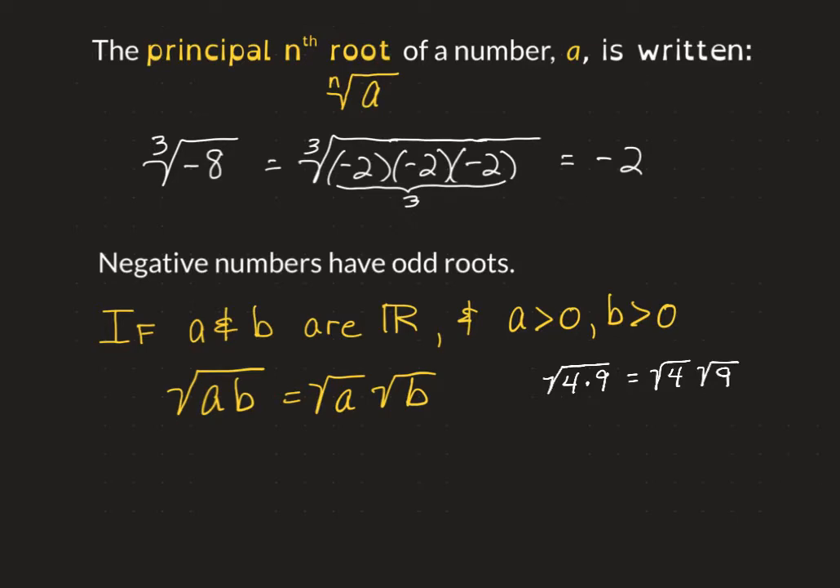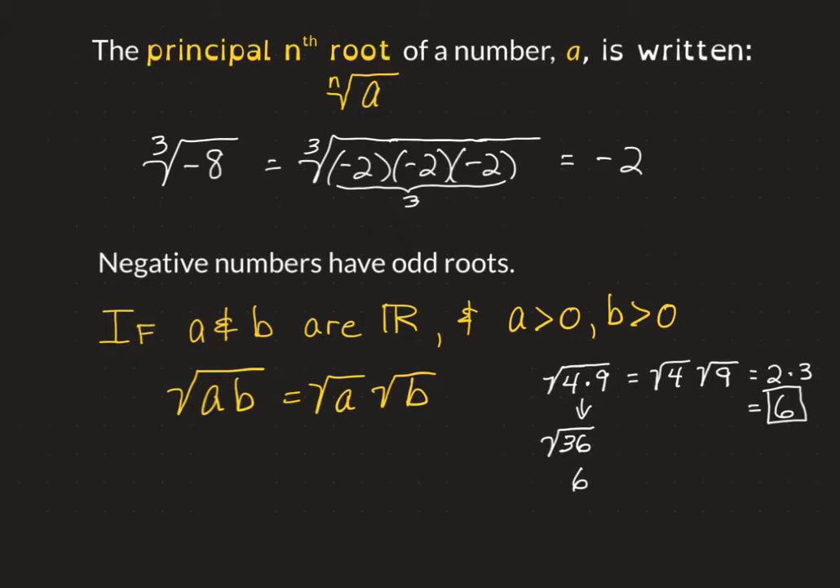Are we sure about that? Well, that would mean then that the square root of 4 is 2, and the square root of 9 is 3, so that would give us 6. Is that true? Let's check it by working this way. The square root of 4 times 9 is also the square root of 36, the answer to which is 6.